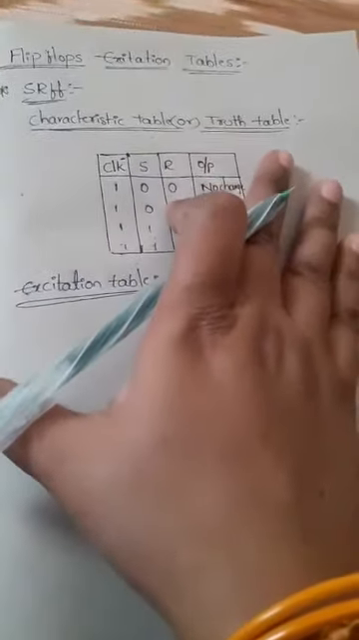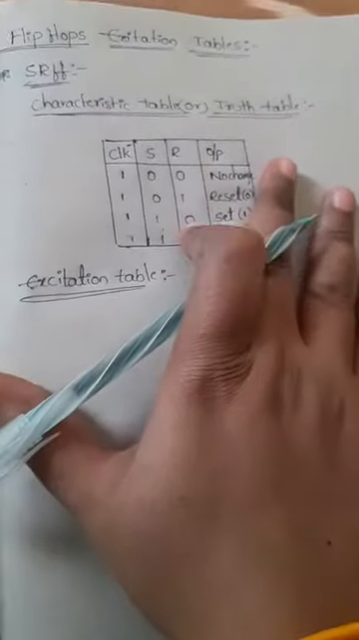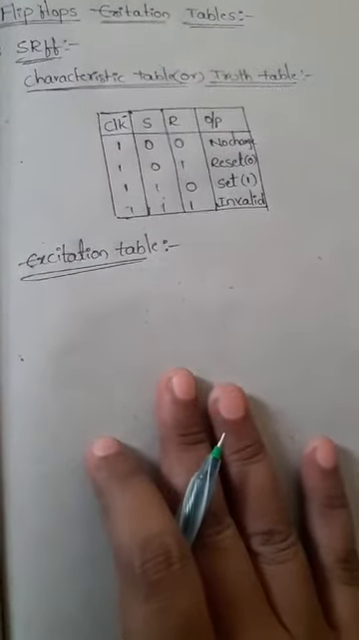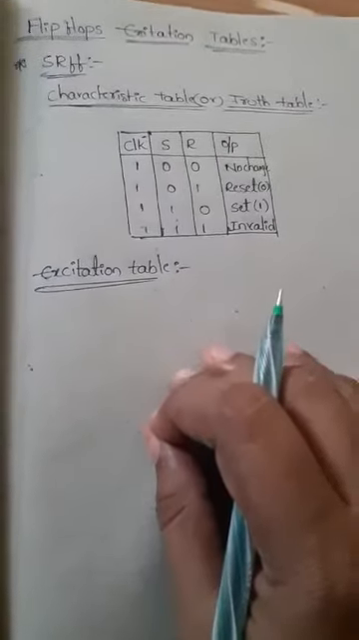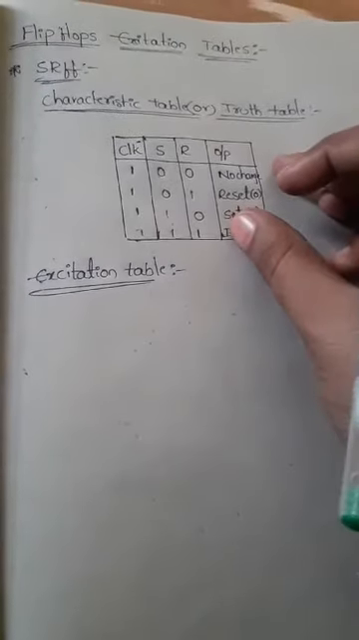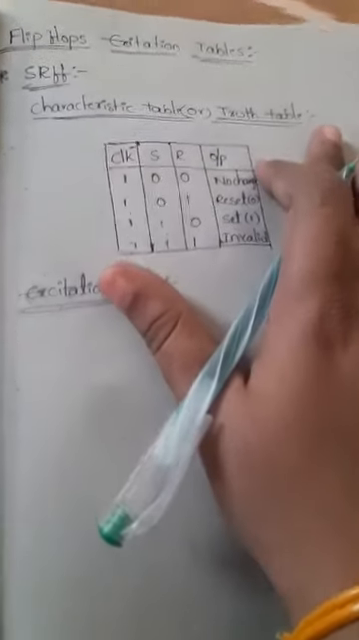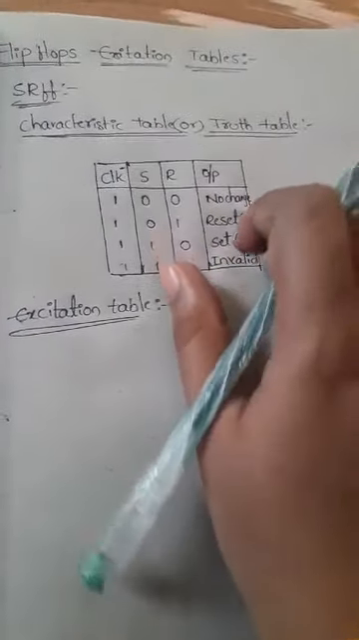Okay, so a characteristic table or truth table is nothing but the relation between the input and output values. In the same way, the excitation table also explains the relationship between the input and output values. But what is the main difference between the truth table and the excitation table? The truth table is nothing but, with the help of combinational gates or the circuit diagram, we implement the working principle, right?